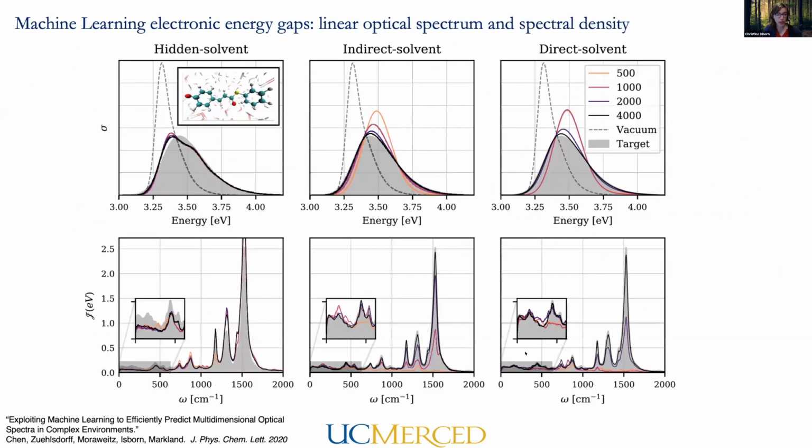And you can see that here. These are the linear absorption spectra and the spectral densities. When we use this hidden solvent model, the goal spectra are these filled in gray ones that we get with the full TDDFT calculations. We get an okay shape, but we don't get the right broadening. And that's because in this low frequency region, we don't have the right response of the environment. But as we add in the indirect solvent and the direct solvent, we get that response correct, and then we get the right line shape. It does come at the cost of more training data.